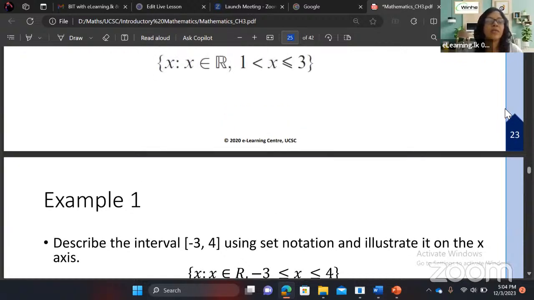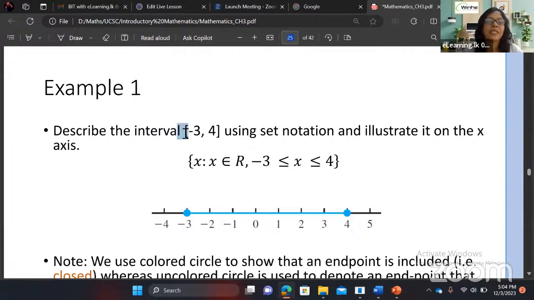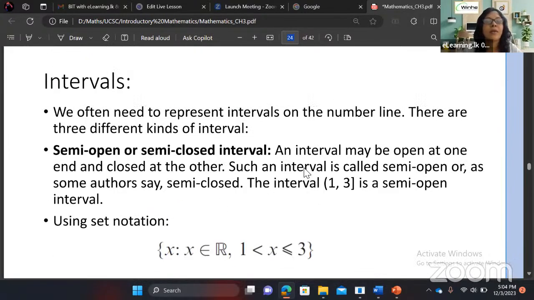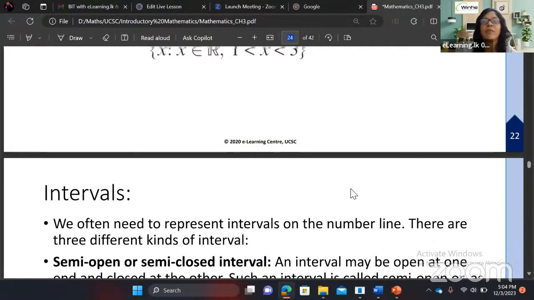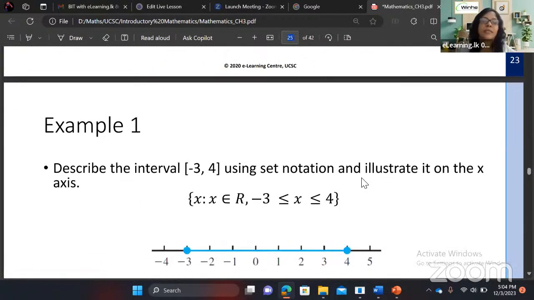Right. It asks you to describe the interval by set notation. How do you describe this? If it is a square bracket, that means it is a closed interval. Here also you can see when it is open on one side it shows a normal bracket, and if it is closed, then the closed side shows the square bracket. If both sides are open, then it shows as normal brackets. Right?